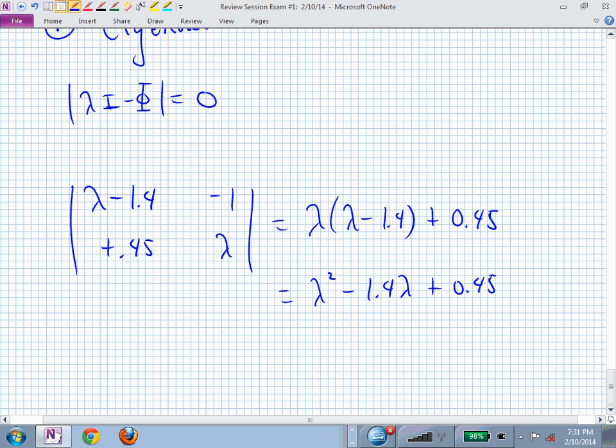There is what we have, and we need to find the values lambda. Now, if you can't see this, plug it into the quadratic formula, but this is actually factorable as lambda minus 0.9 times the quantity lambda minus a half.